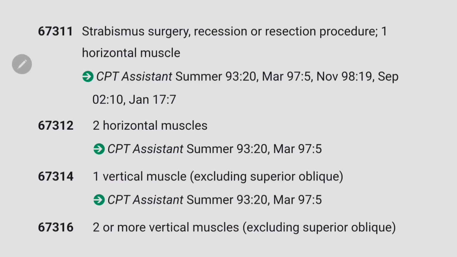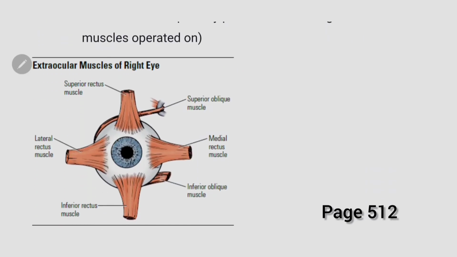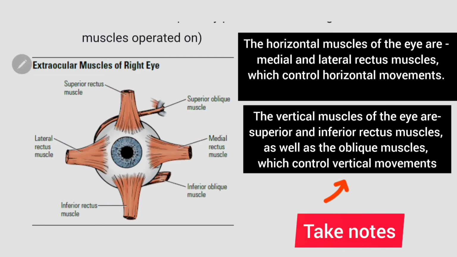So the types of muscles are vertical muscles and horizontal muscles, right? You can see here we have the codes for horizontal muscles and vertical muscles. So how will you find out which is a horizontal muscle and which is a vertical muscle? For that, we have a diagram in your CPT manual, page number 512. You can see extraocular muscles of the right eye. So use this diagram as a reference while coding for strabismus surgery. To code for strabismus surgery, we have to know which are the horizontal muscles and which are the vertical muscles. If in the scenario they have mentioned lateral rectus muscle, so it is a horizontal muscle, right?